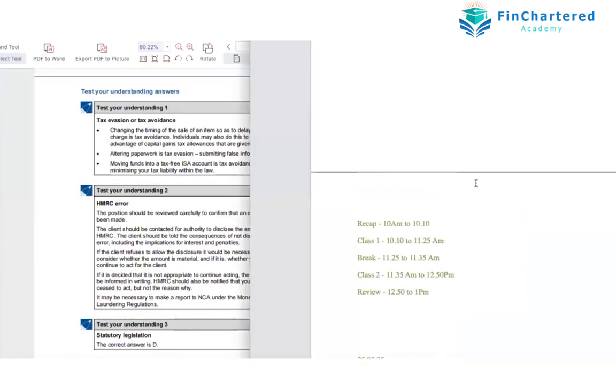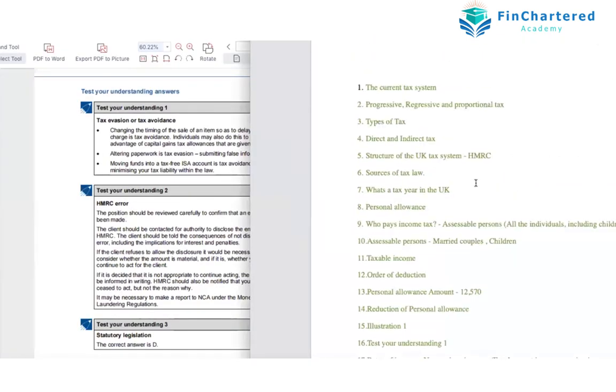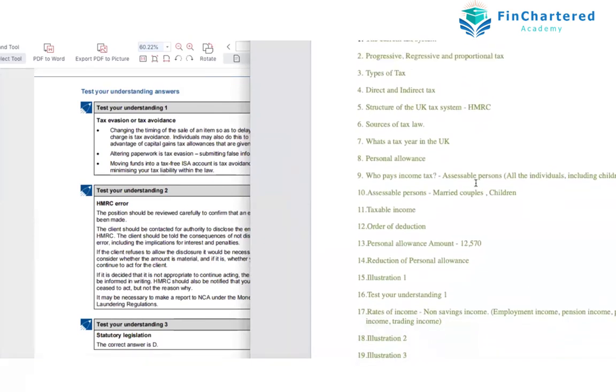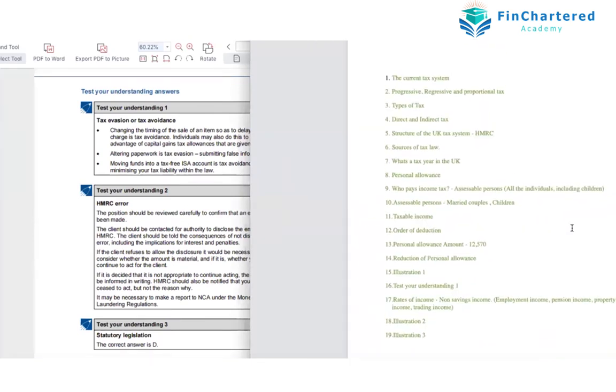Yes. So these are the things that we have covered till date. In the first class, we covered 19 topics. These are the 19 topics we looked at on the first day: the current tax system, progressive, regressive, and all that.